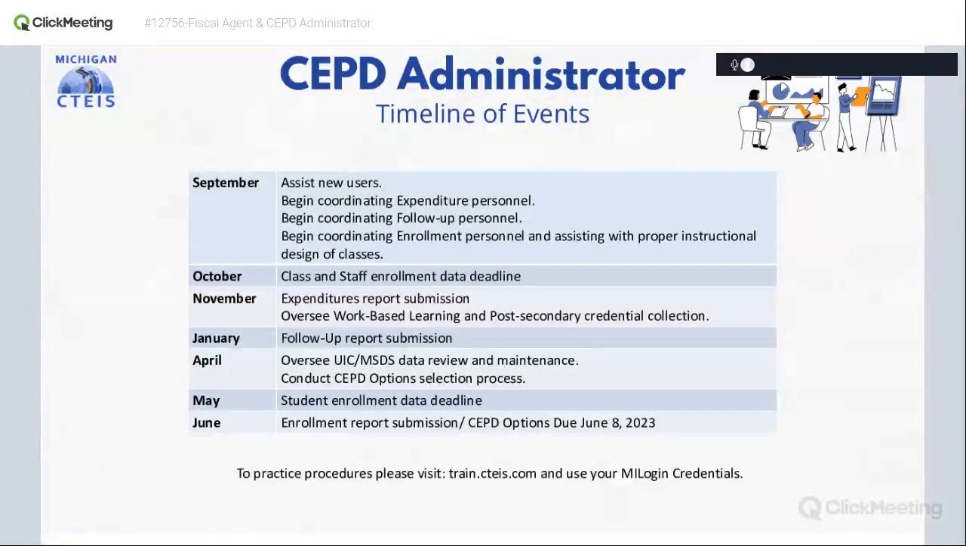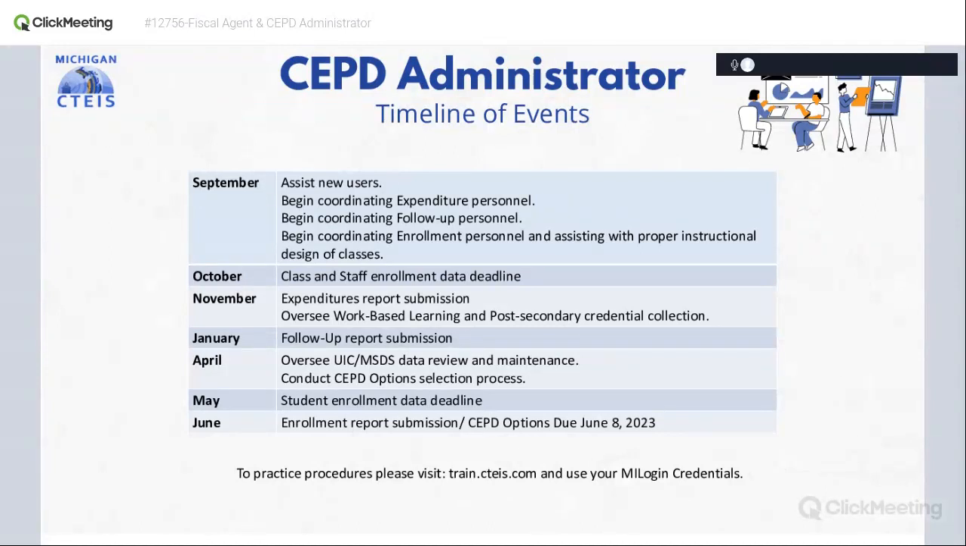Your class and staff enrollment data deadline is October 20th, and you're submitting directly to OCTE. So your fiscal agent and building reporter should have had that information turned in, and all that information is due to OCTE from the CEPD admins on October 20th. Same thing with November expenditures. Your reports are going to be submitted. You're overseeing the next process. Going into January, the follow-up reports are due.